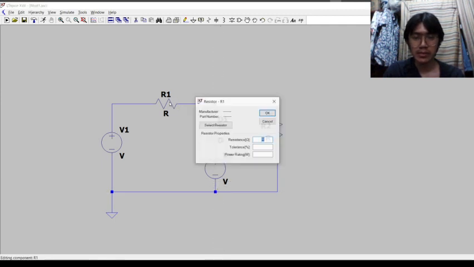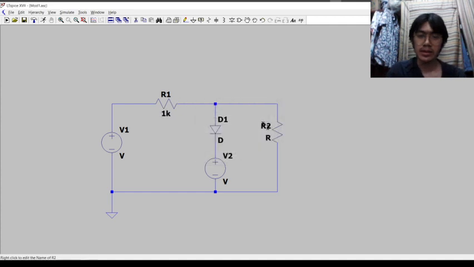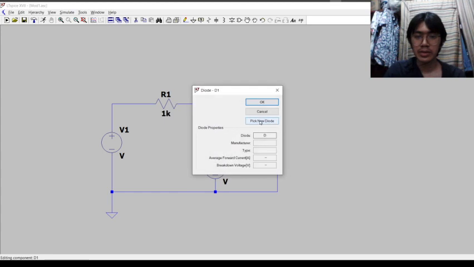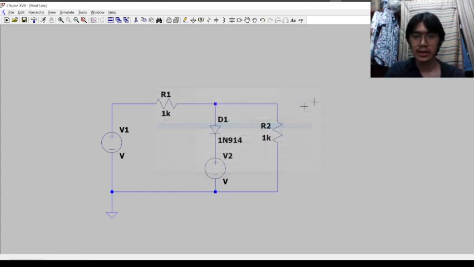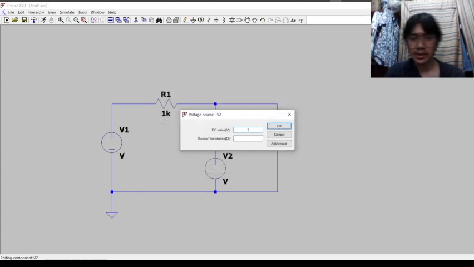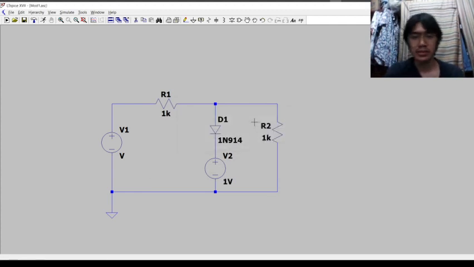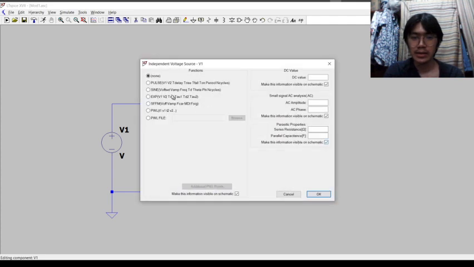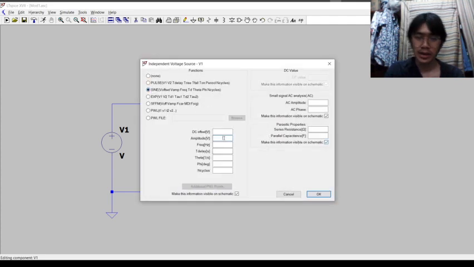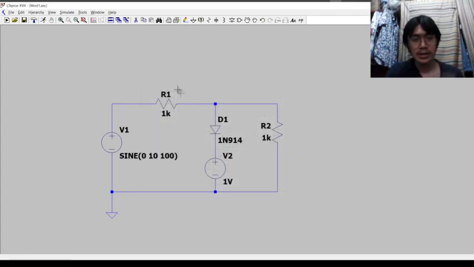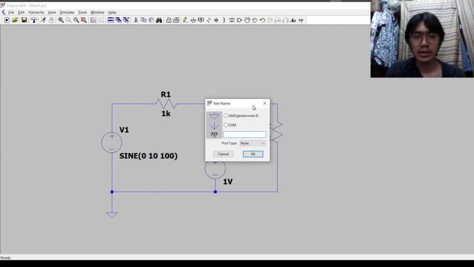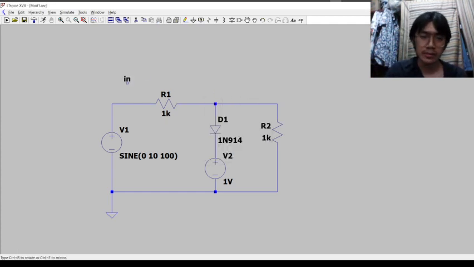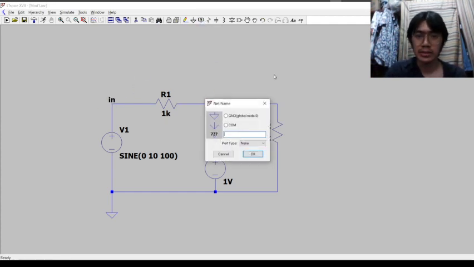The value of our resistance will be 1 kilo ohm. The diode that we will use is 1N914, and for our first test we will have 1 volt for our DC bias, and an input sine wave of 10 amplitude and 100 frequency. And for better representation in our graph, we just need to label them.